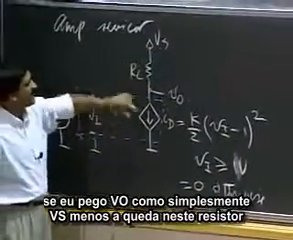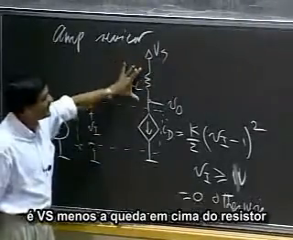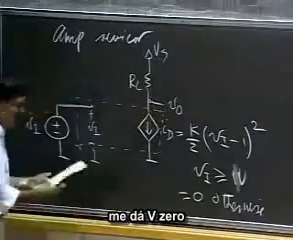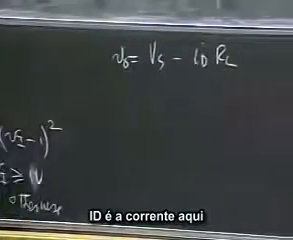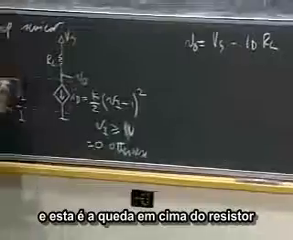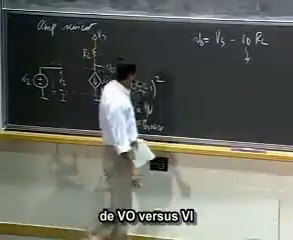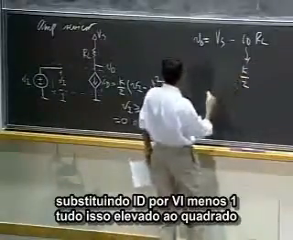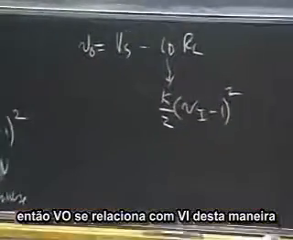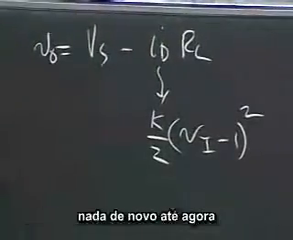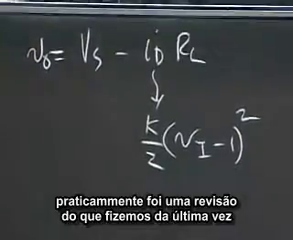So V naught is simply VS minus the drop across this resistor. And the drop across the resistor is simply ID RL. ID is the current here, and that's the drop across the resistor. I could get the explicit relationship of VO versus VI by substituting for ID as (VI minus 1) whole squared. So VO relates to VI in the following manner. Nothing new so far, pretty much reviewed what we did last time.